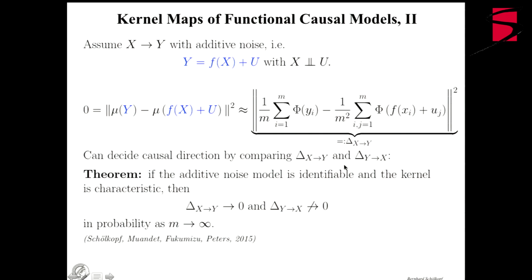That's the question, and it turns out one can prove that if the additive noise model is identifiable, so if it's in principle possible to tell which direction admits an additive noise model and which doesn't, and if the kernel is characteristic, so sufficiently nonlinear such that we don't lose information, then the forward estimator converges to 0 in probability, and the backward estimator converges to a non-zero value.